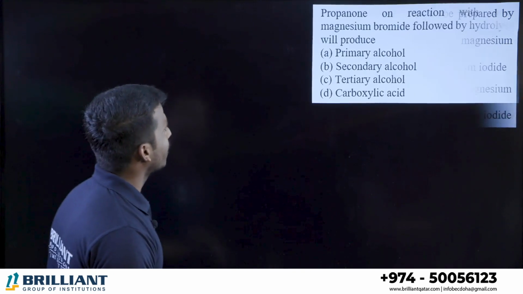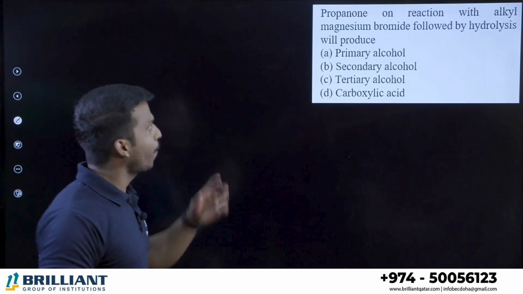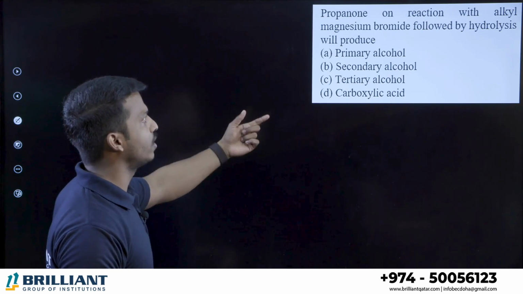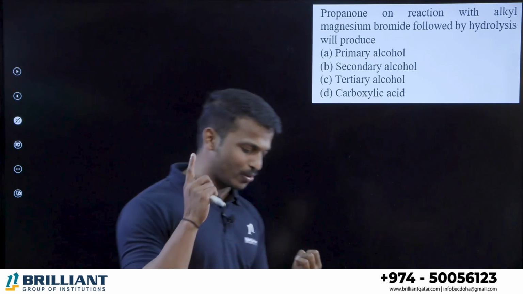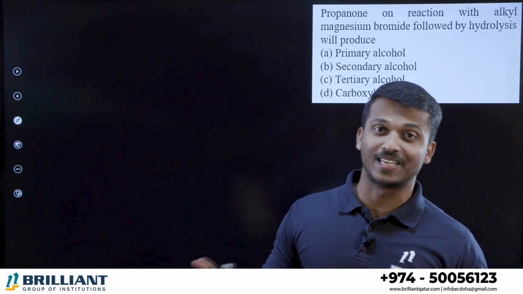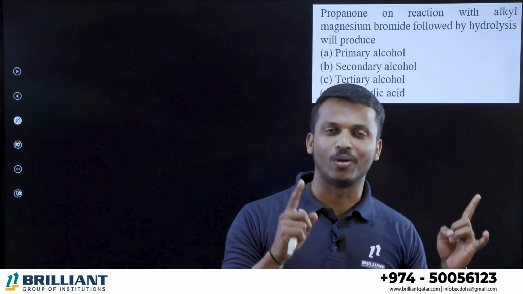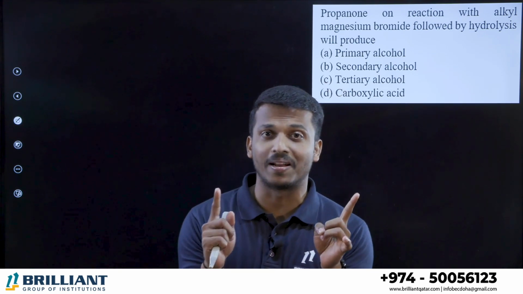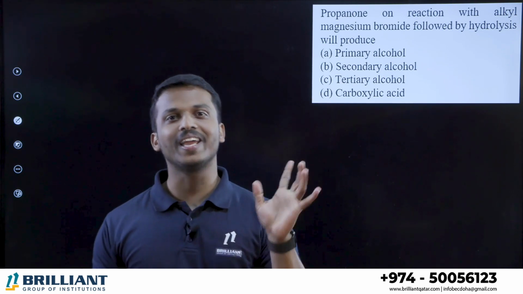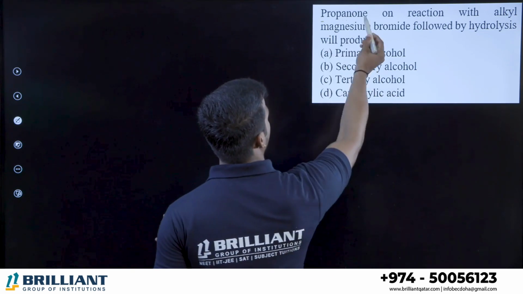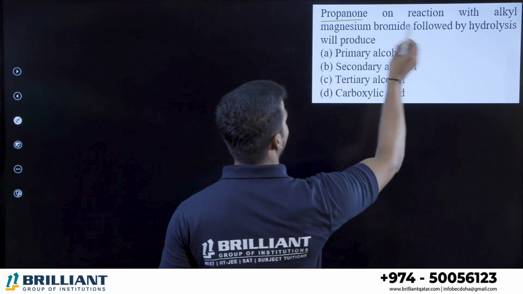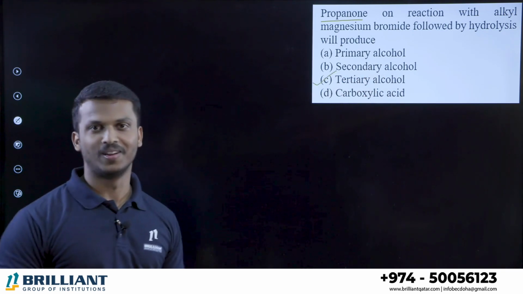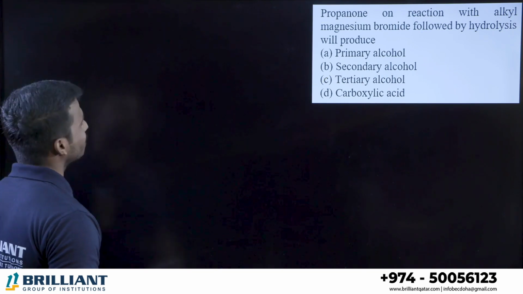Here we have the next question, the same question but another way. Propanone on reaction with alkyl magnesium bromide followed by hydrolysis will produce what? Dear student, propanone is also known as acetone. Generally, when a ketone reacts with a Grignard reagent, your product will be a tertiary alcohol. So propanone is a ketone, and when it reacts with alkyl magnesium bromide, that is your Grignard reagent, you will always get a tertiary alcohol. Understood or not? Alright.